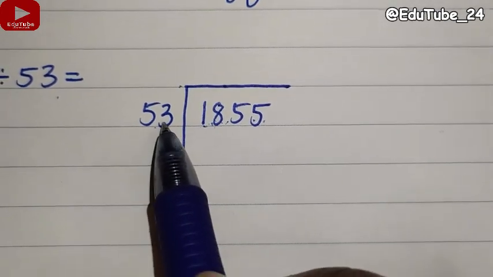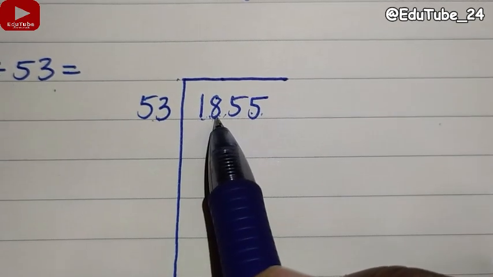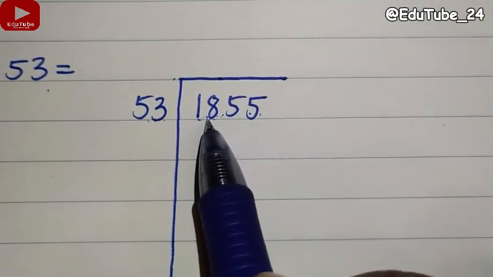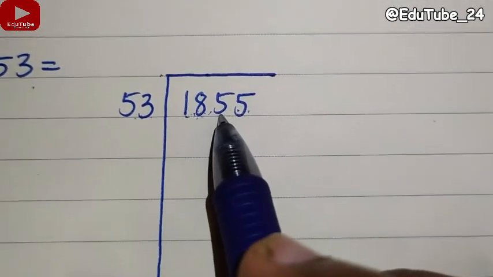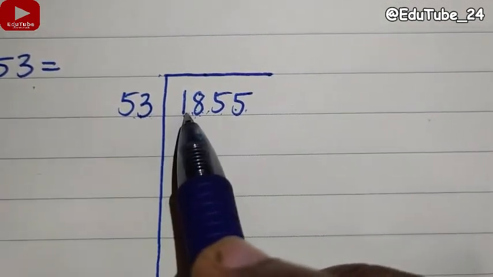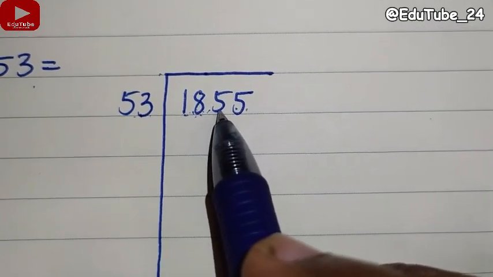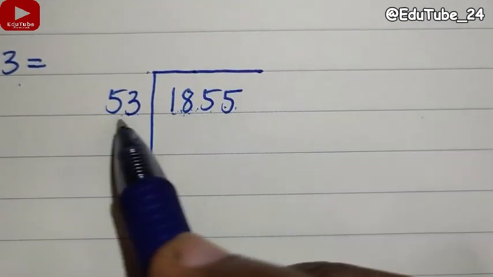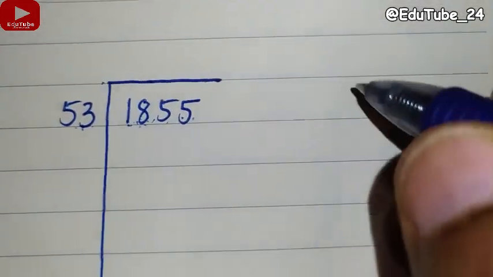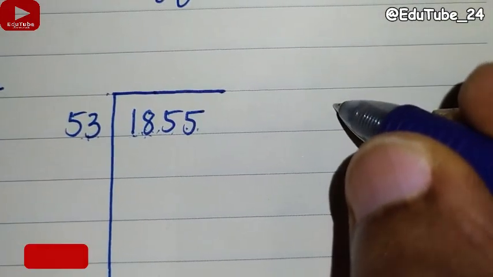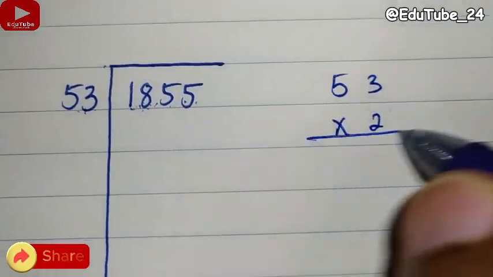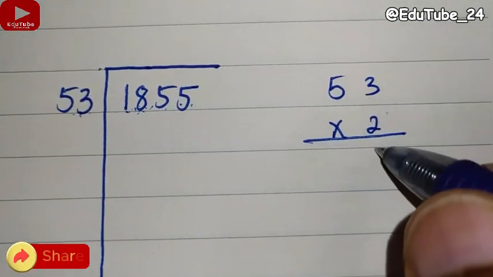So that's 18. But 53 cannot go in 18 because certainly 53 is greater than 18. So what do I do? I will attach the next digit, which is 5. Then I will ask, how many 53 goes in 185? To check and find out how many 53 can go in 185, I will still use my multiplication. I'll start from 2. If I multiply 53 by 2, 2 times 3 will give me 6.